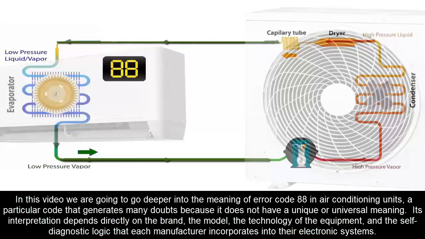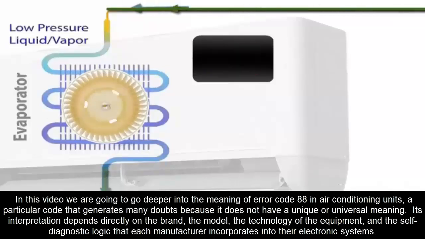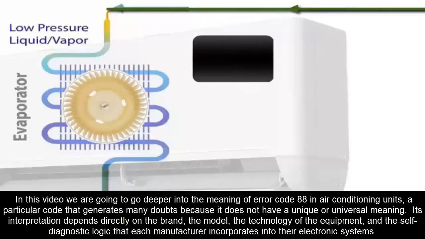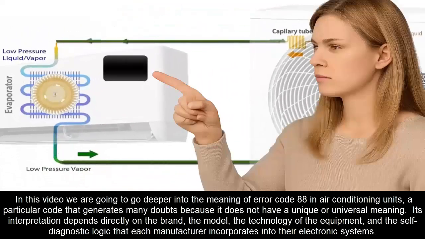In this video, we are going to go deeper into the meaning of error code 88 in air conditioning units, a particular code that generates many doubts because it does not have a unique or universal meaning. Its interpretation depends directly on the brand, the model, the technology of the equipment, and the self-diagnostic logic that each manufacturer incorporates into their electronic systems.